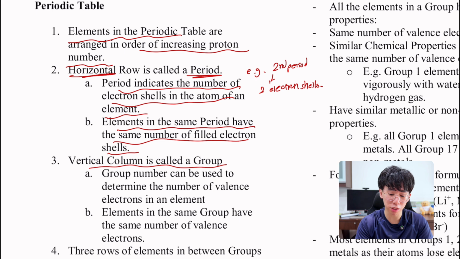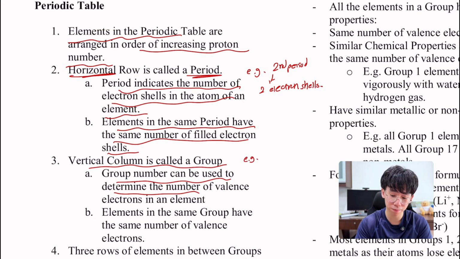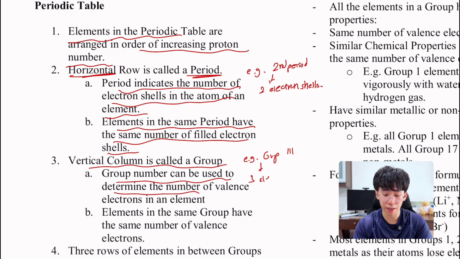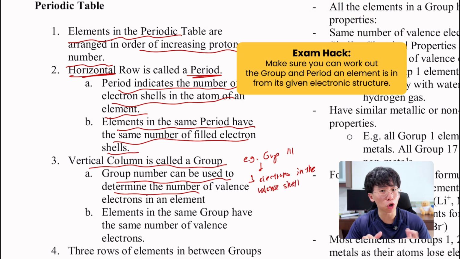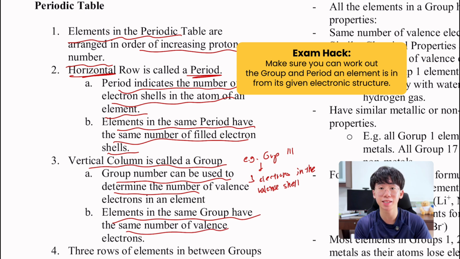The vertical column is called a group. The group number can be used to determine the number of valence electrons in the element. So for example, let's say we have an element in group 13, and if it's in group 13, this would mean that the element actually has 3 electrons in the valence shell. And this will also mean that elements in the same group have the same number of valence electrons.